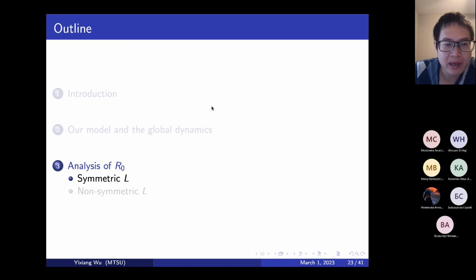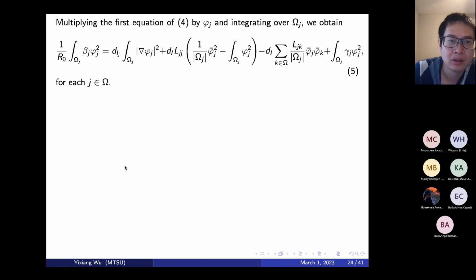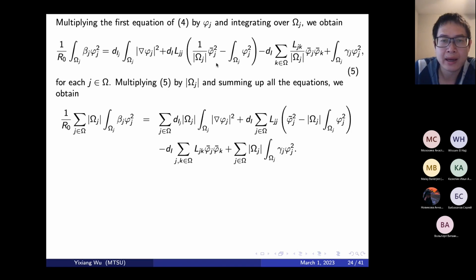All right. Now we analyze R0 when the matrix L is symmetric. Okay, that is the easy case. Again, we multiply the first equation of (4) by phi j, and then integrate over omega j. We get this. And multiply (5) by the volume of omega j, and sum up, we get this expression.